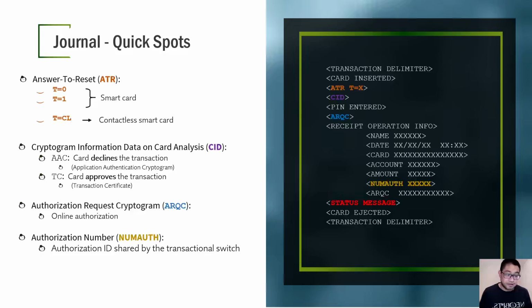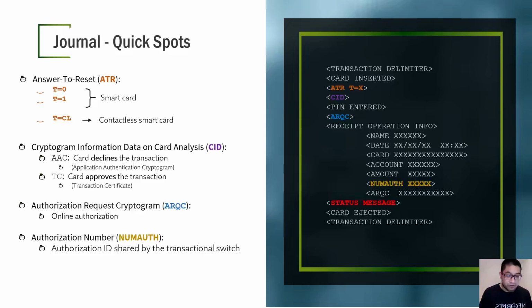But a quick spot that we can look for in the ATMs, that normally almost all the journals will have if they didn't strip this information, is the answer to reset and the cryptogram information data in the card analysis. This will contain the ARQC, the ARPC, an authorization number, and the status message.